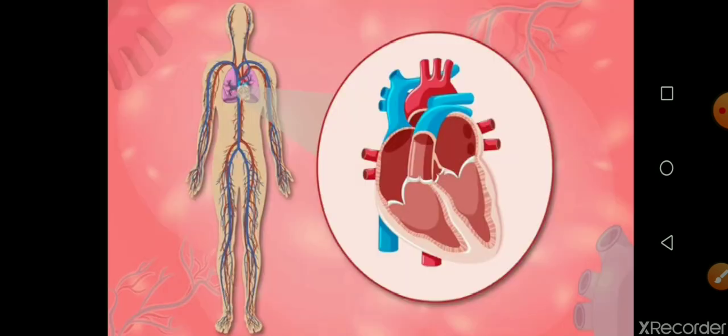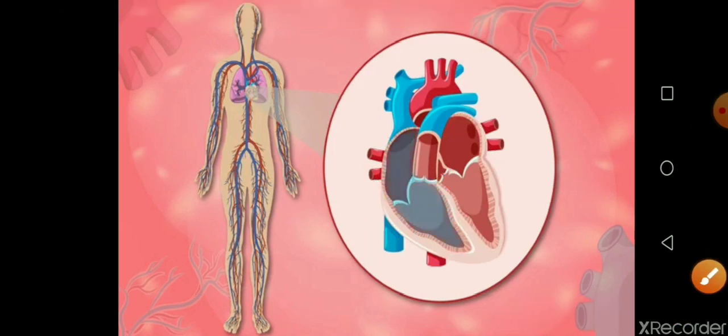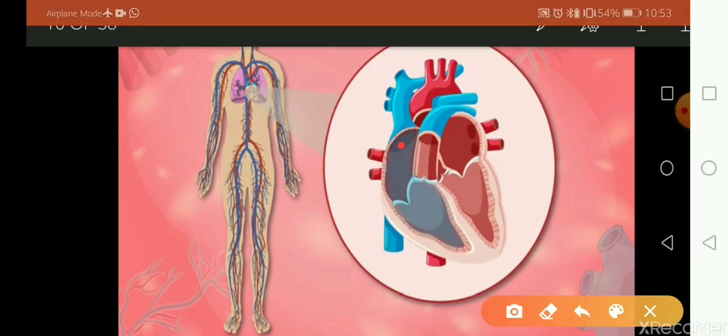Now let us talk about the structure of the heart. So we can divide the heart into two parts, the left part and the right part. Now there are four chambers in our heart. There are basically four chambers: number 1, number 2, number 3, and number 4. So there are four chambers in the human heart.